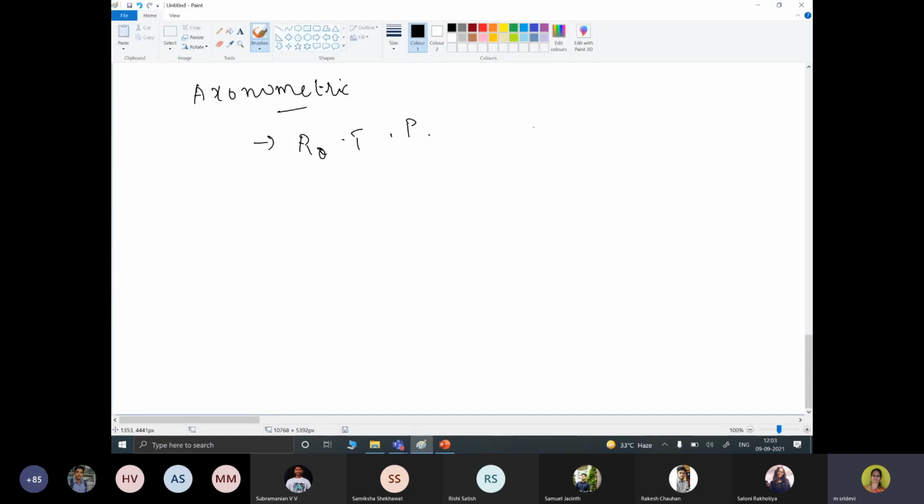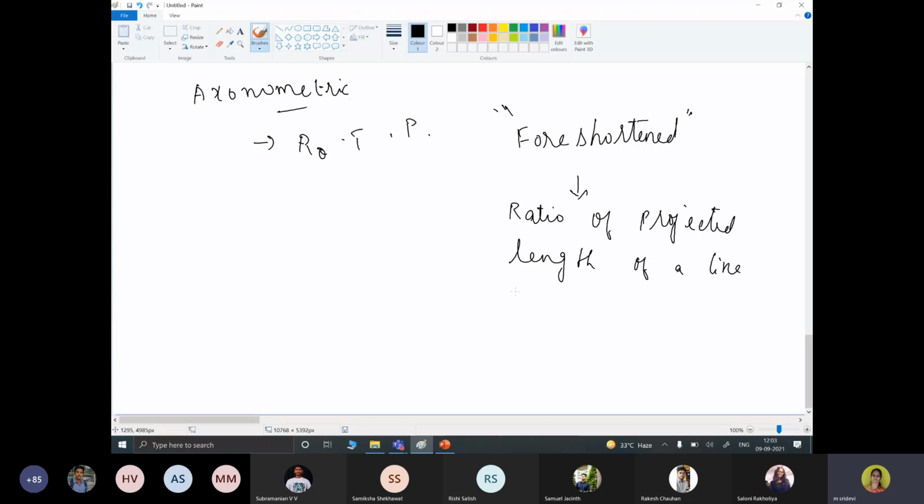The axonometric projection shows its real shape only when the face is parallel to the plane of projection. The planes of projection are equally foreshortened. With this foreshortening factor, we are going to discuss the further categories of axonometric projection. The foreshortening factor is the ratio of the projected length of a line to its true length. So projected length divided by true length of an object will give you a factor which is called the foreshortening factor.